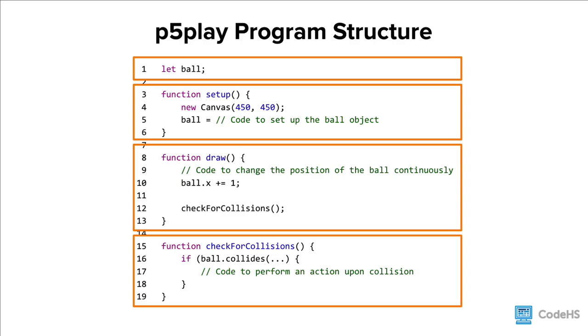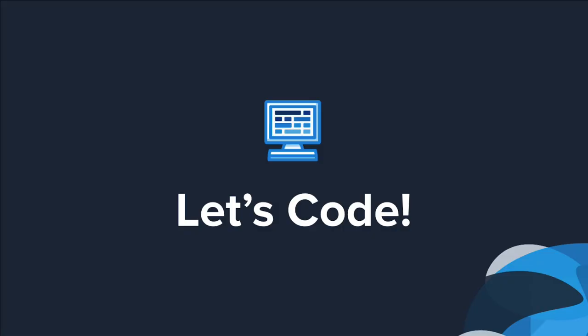As you can see, all four parts of our program structure play an important role in how our games will function. Now that you have seen the basic structure of the P5 Play program, let's dive into some examples.